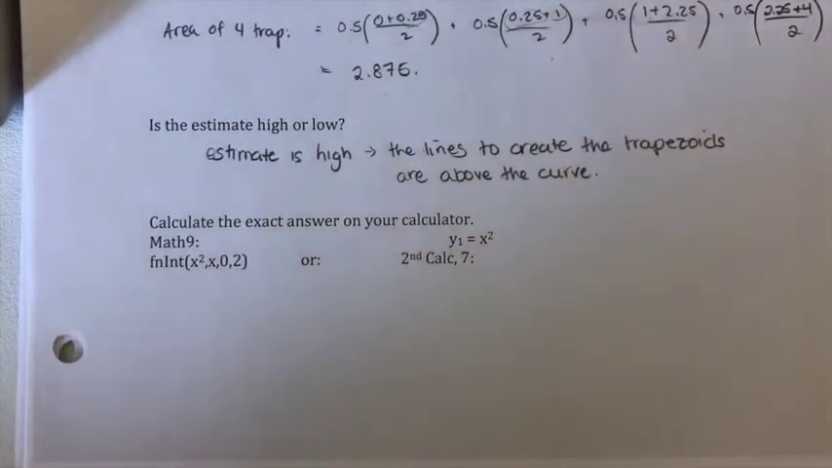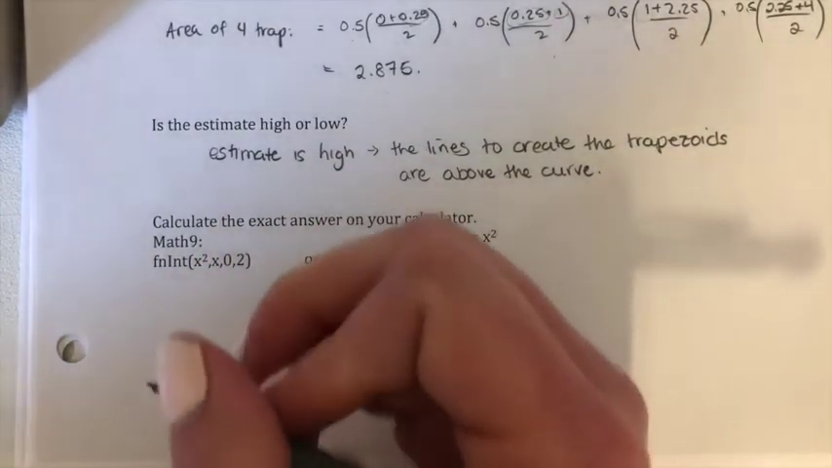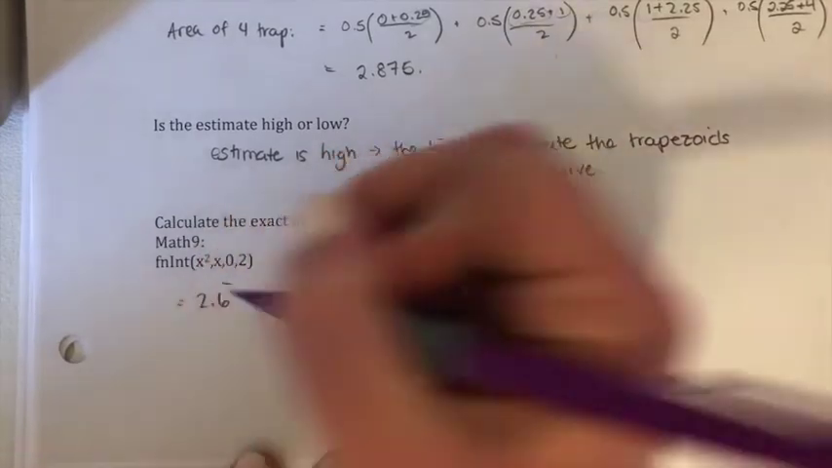So we can calculate the exact answer on our calculator. We can use the function of integration, which you guys have been doing. From that, we get 2.6 repeated.